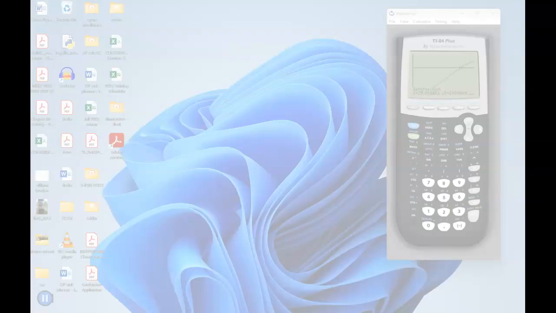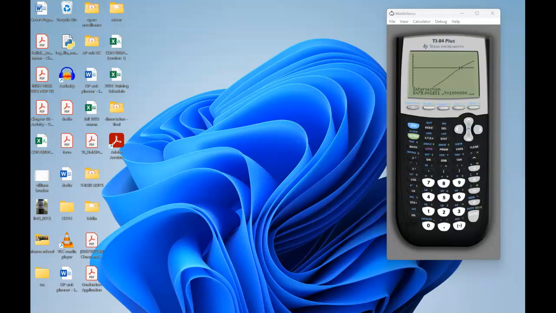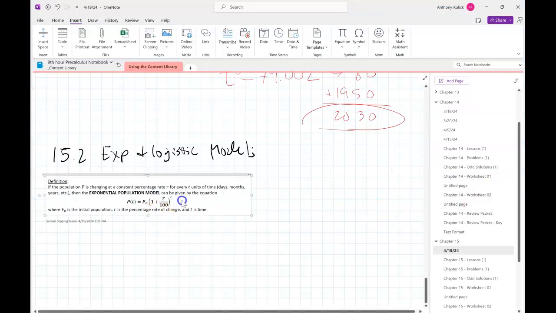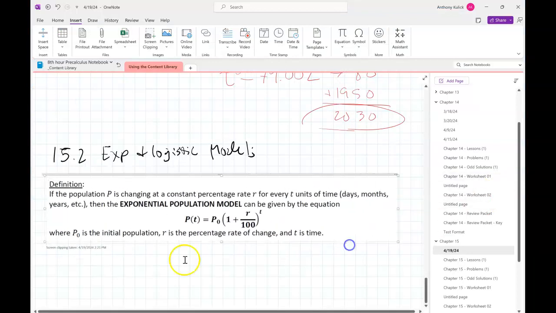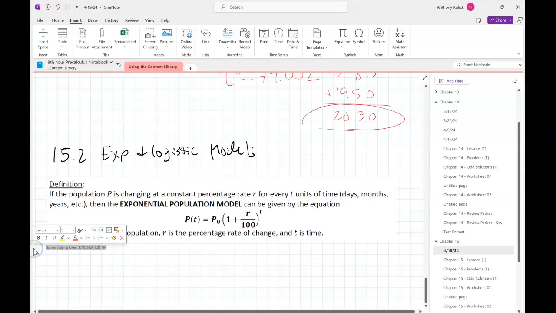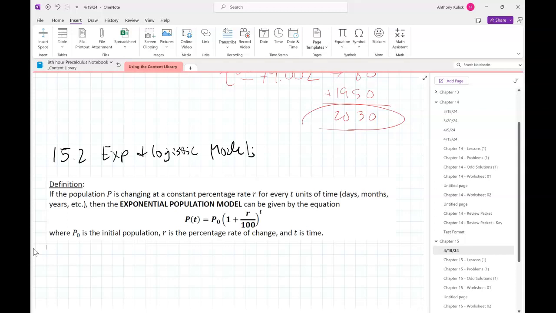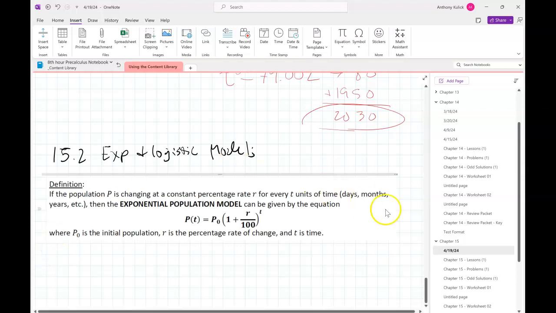So the first situation we're going to talk about is the exponential population model. So that's P of t equals P naught times (1 plus R over 100) all to the t. P naught is the initial population. R is the percent change. And t is just some unit of time.